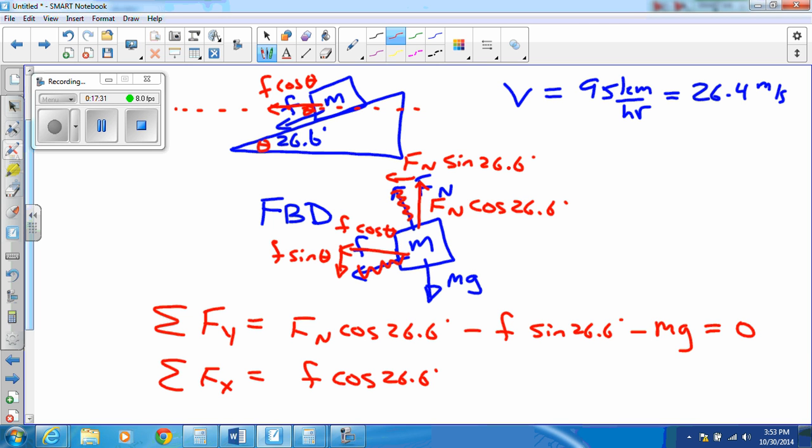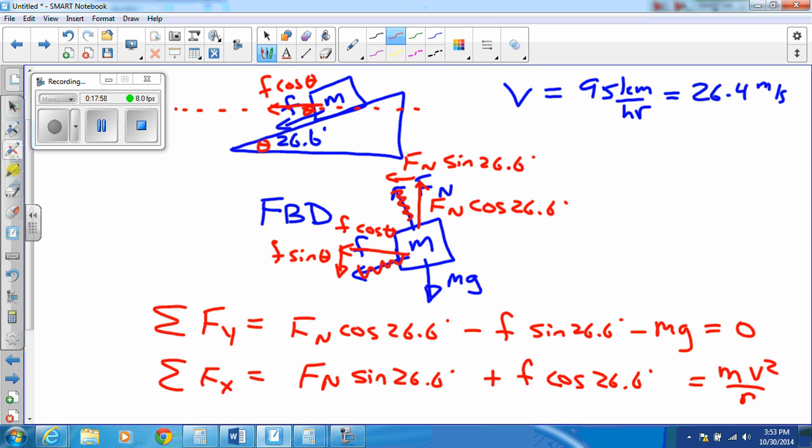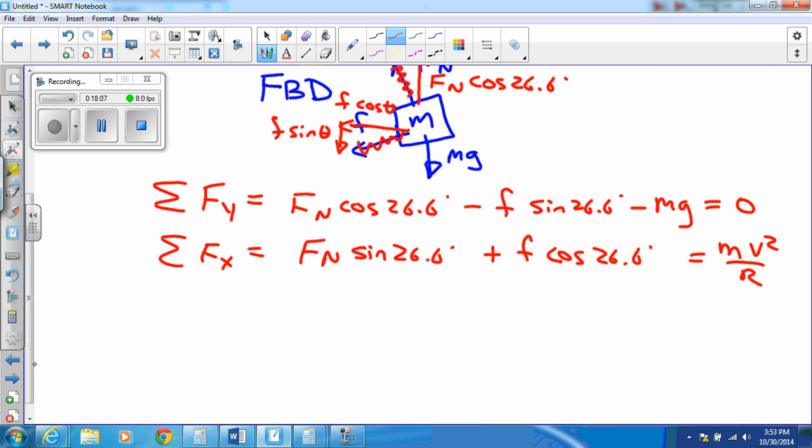In the x direction, we have two horizontal components. One is friction times cosine of 26.6 degrees. And the other one is the normal force times the sine of 26.6 degrees. Tell you what, let's reverse those so that we can see them more clearly. Fn sine 26.6 degrees plus friction cosine 26.6 degrees. These forces here add up to mass times acceleration, which, as we know, is mv squared over r.